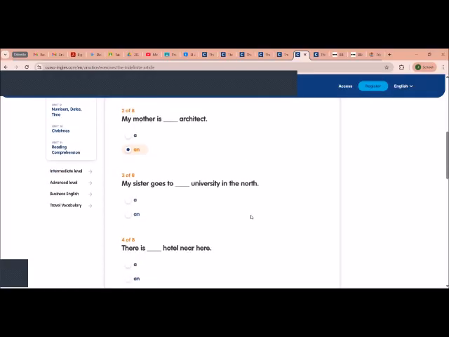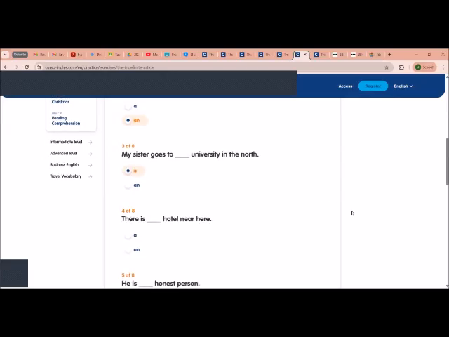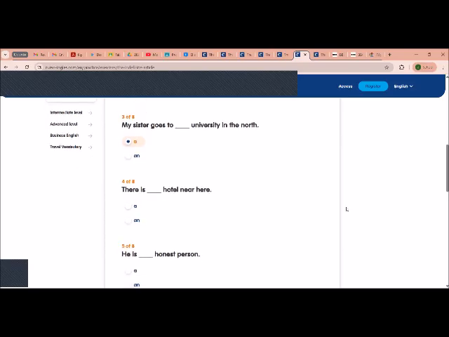All right, back to you, Alessandra. Number 3. My sister goes to a university in the north. Exactly. All right. Even though it has a U as the first letter, university has a consonant sound. All right. Number 4, Carmen.